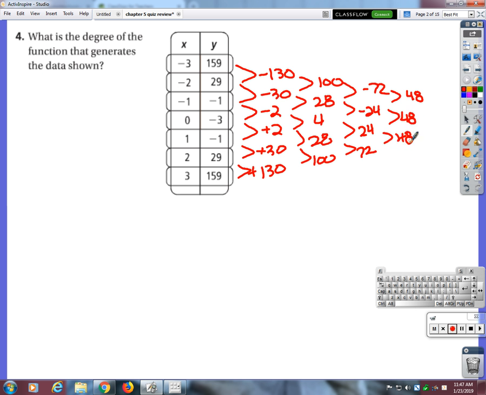All right, so if you do this same process 1, 2, 3, 4 times, the fourth time, touchdown Seahawks, the fourth time you do it, you get the same answers, okay? So that means when it says what is the degree of the function, it would be a fourth degree polynomial, okay?